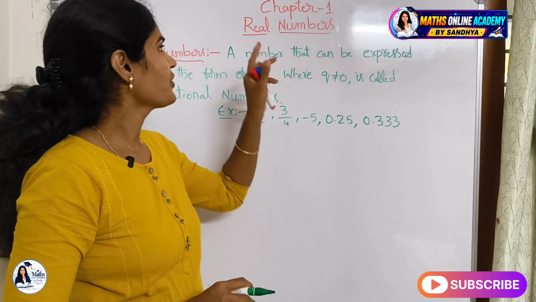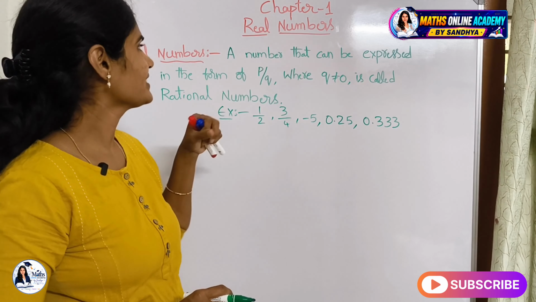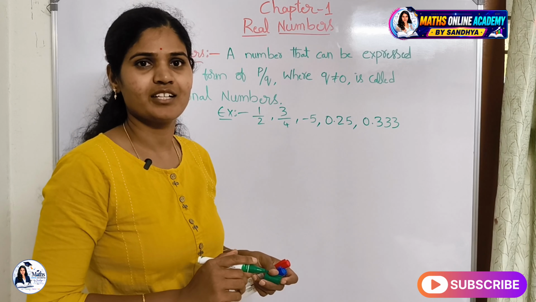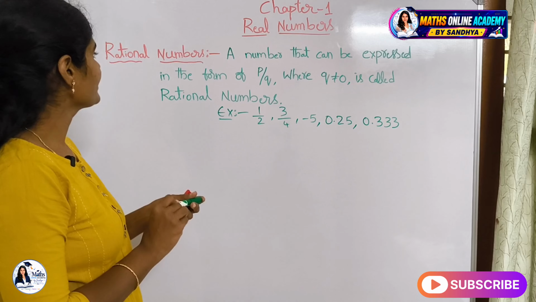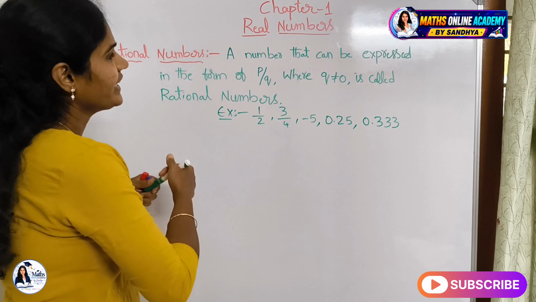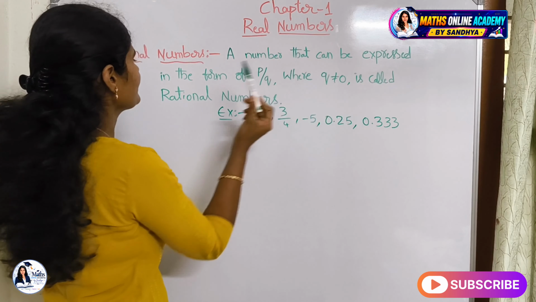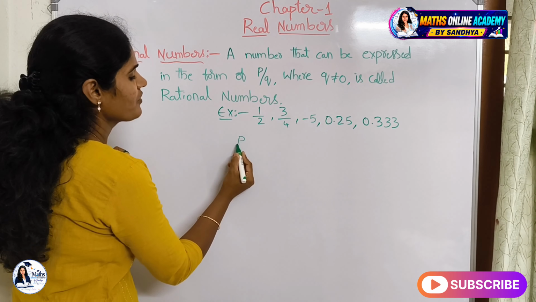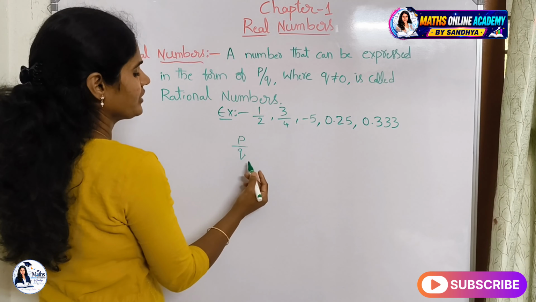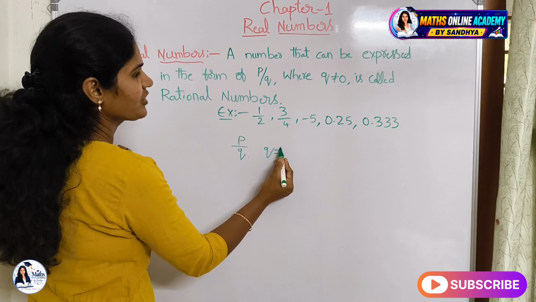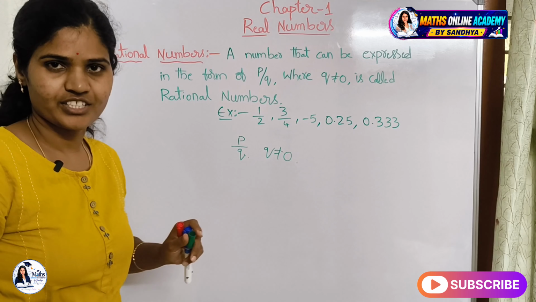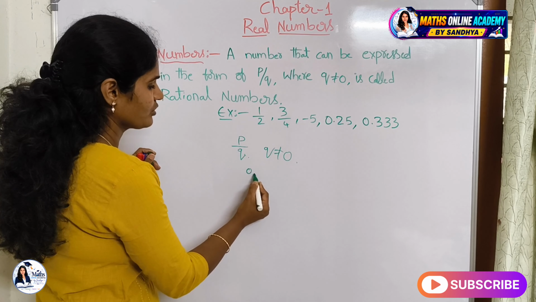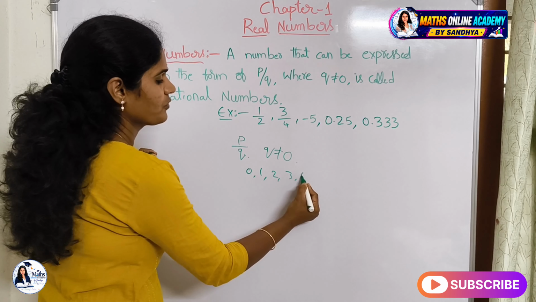Today's topic is from chapter 1, real numbers: rational numbers. Today we discuss what rational numbers are. A number that can be expressed in the form p by q, where q is not equal to 0, is called a rational number. For example, we know the natural numbers 0, 1, 2, 3, 4.